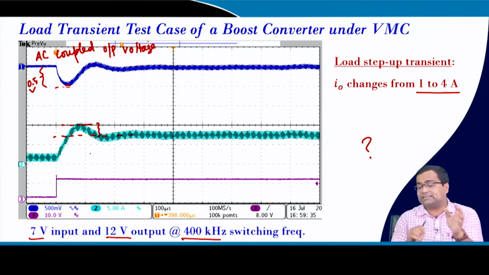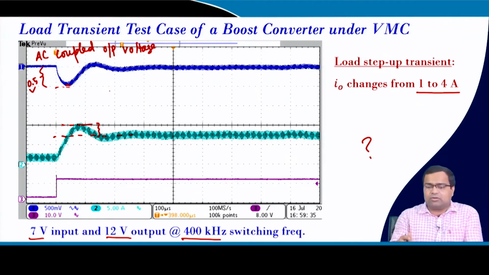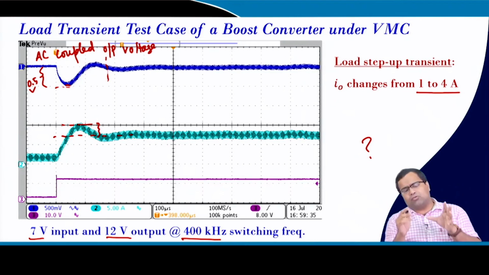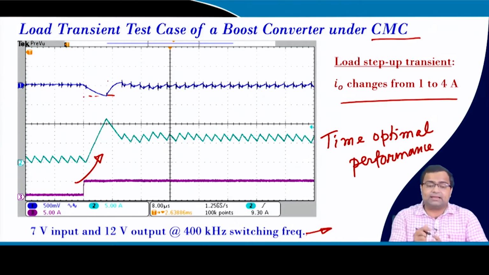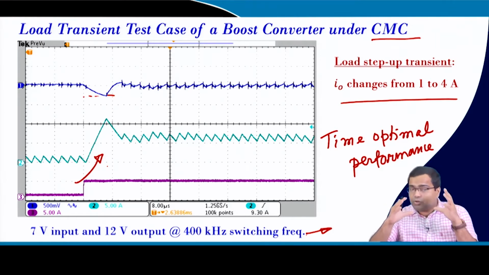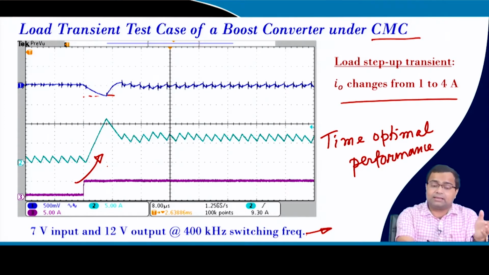And the fundamental difference is very obvious: the response is drastically improved, because here it was taking around 150 to 200 cycles, whereas here it is taking only a few cycles, maybe even 4, 5, 6 cycles or within 10 cycles. So you can see a drastic improvement in the transient, more than 10 times faster. In future power supplies, we need more and more performance, and here it can be shown.